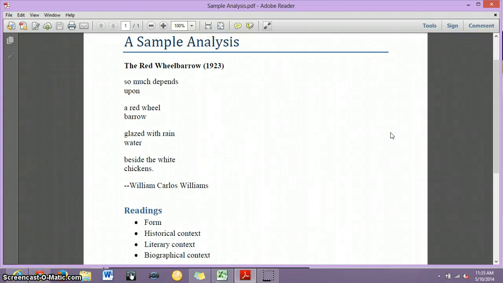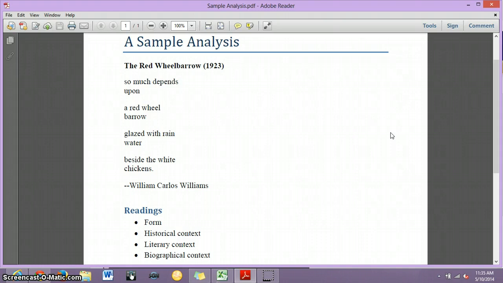Because analysis can be so difficult for students to comprehend for the first time. Hopefully this isn't the first time you're being exposed to analysis, but if it is, that's totally fine. But because it's so difficult, I thought I would provide an example for you. So what I have here is one of my favorite poems. It's one of the few I actually have memorized, but it really is one of my favorites.